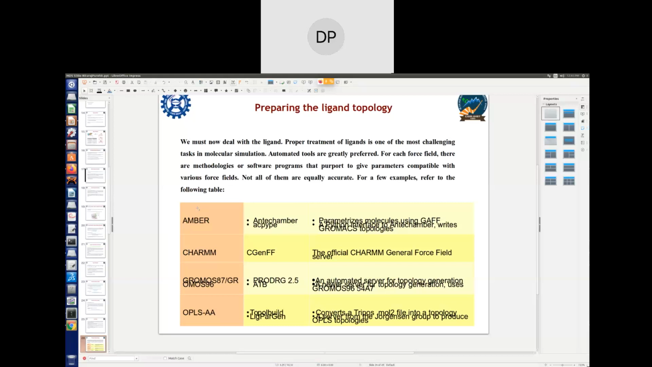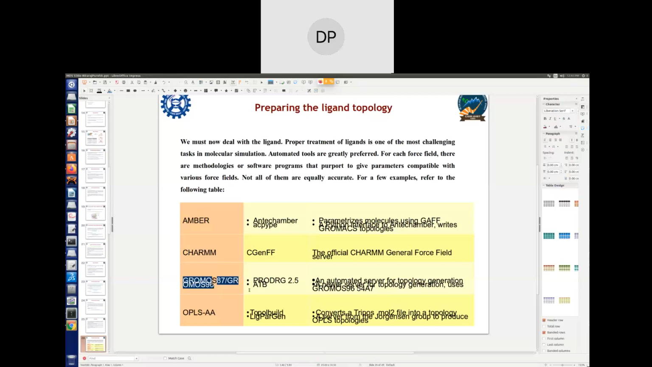The most frequently used for GROMOS 87 or GROMOS 96 is ProDRG, and there are automated servers for topology generation. The newer server for topology generation also exists for GROMOS 54A7. Apart from that, you have CHARMM-GUI for CHARMM, for AMBER we have antechamber, and for OPLS we have TopolBuild and LigParGen. These are the servers through which you can generate the topology.